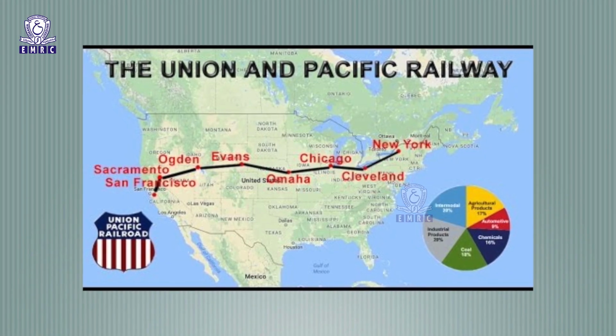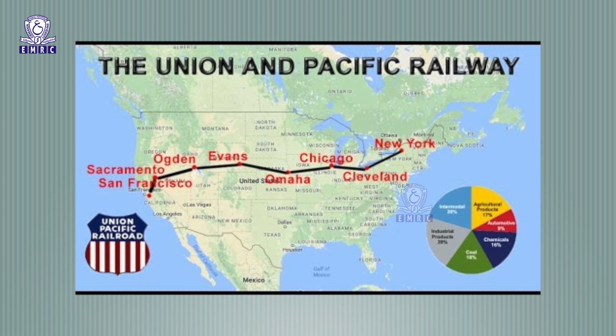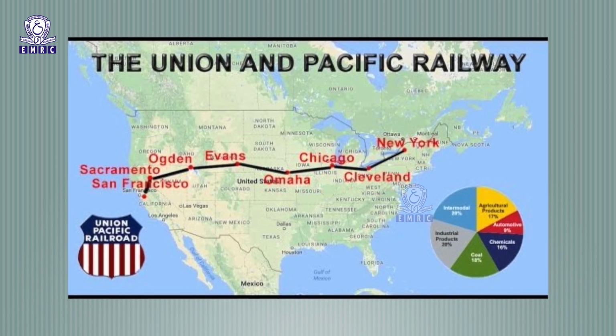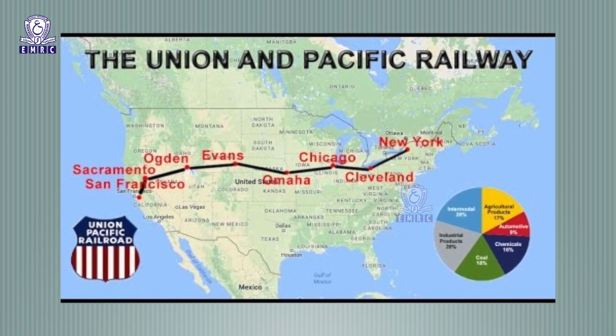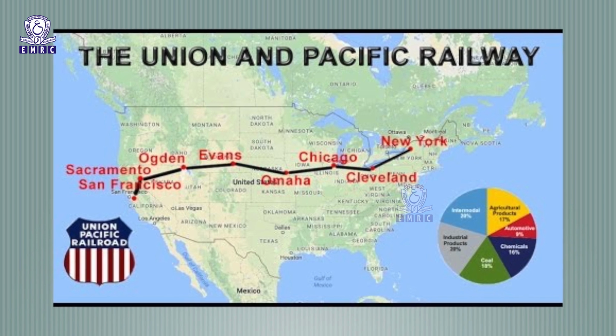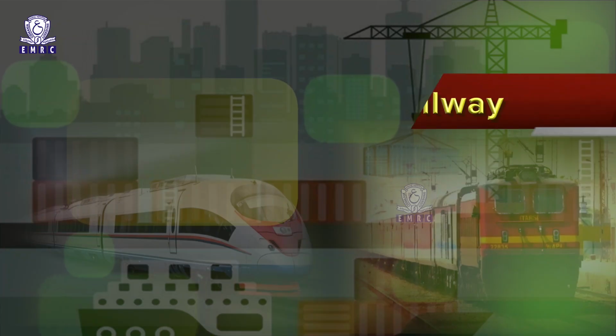After this, I will explain a little bit about Union and Pacific Railways. This railway line connects New York on the Atlantic coast to San Francisco on the Pacific coast, passing through Cleveland, Chicago and other important cities.